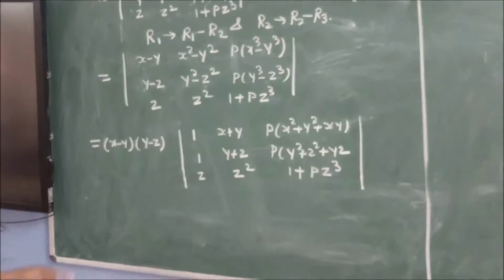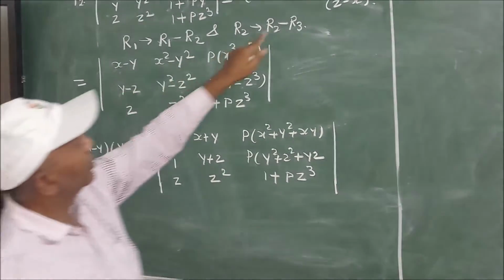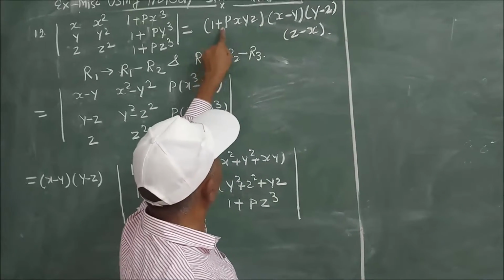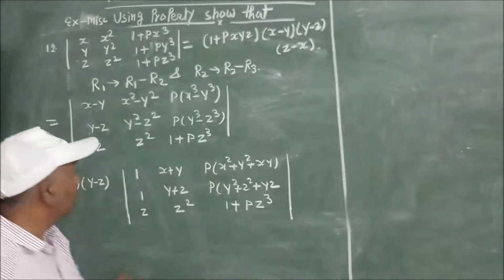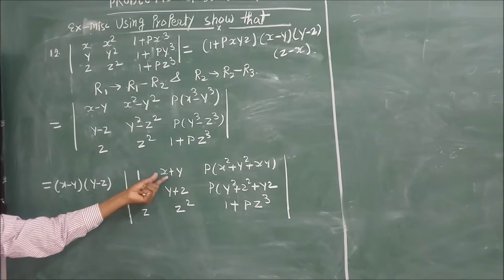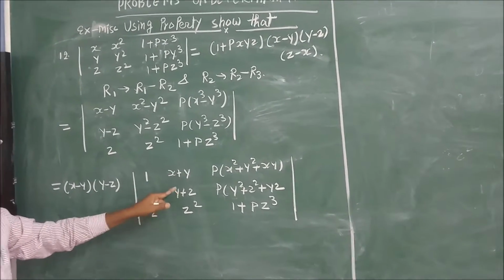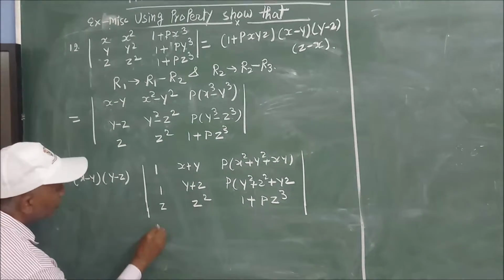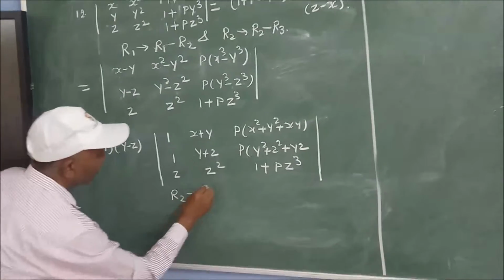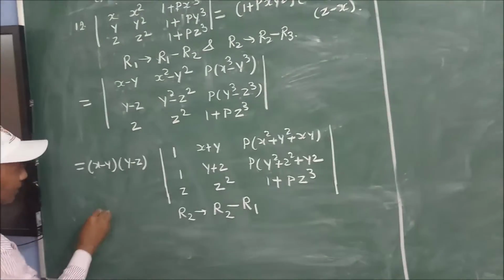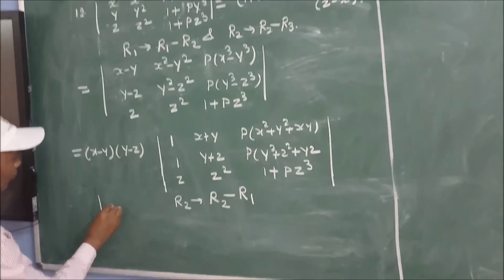Again see, these two terms will be obtained. So this and this will be obtained. Now we have to find z minus x or 1 plus p x by z, like this. How you will get z minus x? Check here. How you will get z minus x? If you subtract R1 from R2, then what happens? You can write R2 tends to R2 minus R1.